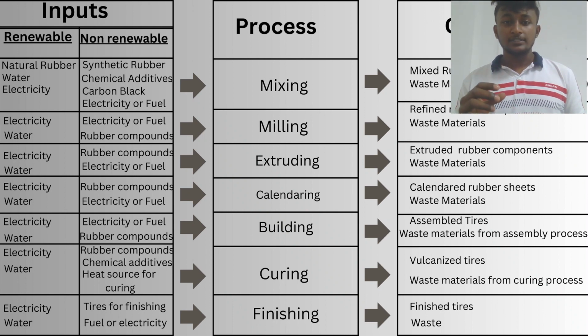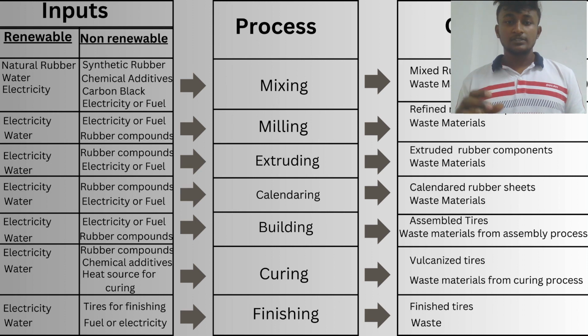In the calendaring process, the renewable inputs are electricity and water. The non-renewable inputs are fuel, rubber compounds and electricity, making the output the fabricated rubber sheet and other waste materials. In the tire building process, the non-renewable inputs are the rubber compounds, steel belts, electricity and fuel. The outputs are the green tire and the waste received.